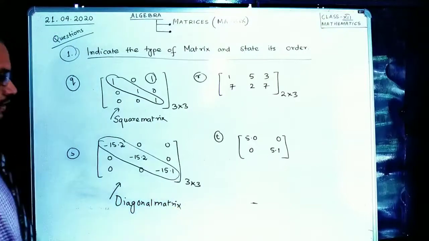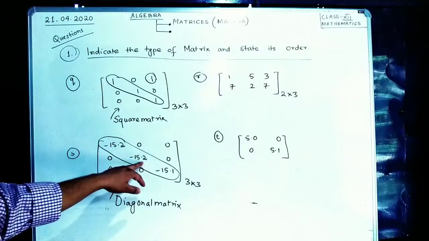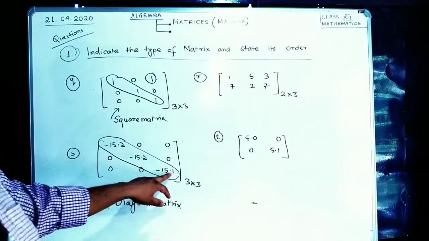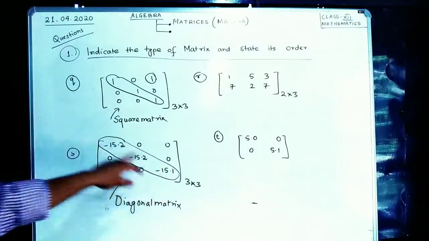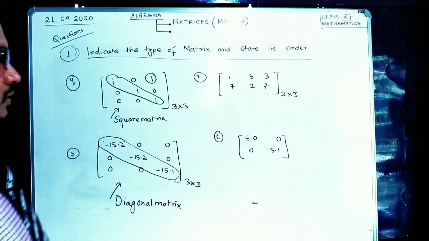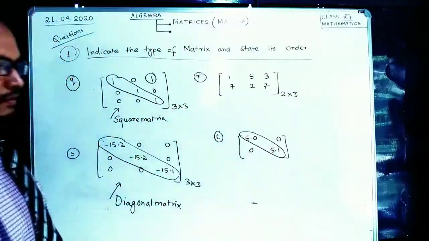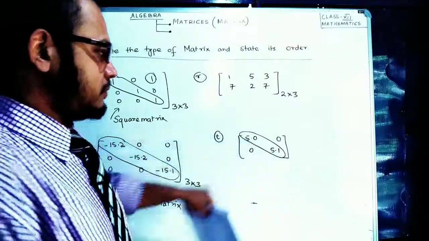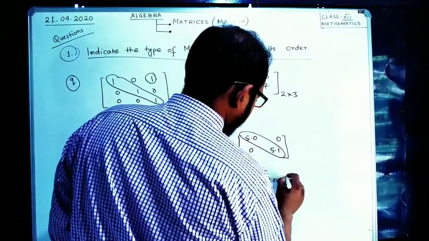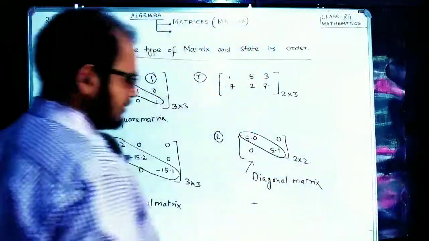It could not be a scalar matrix because this is 15.2, this is minus 15.2, but this is not minus 15.2, it is minus 15.1. So this is the odd one out of these three. That's why the diagonal elements are not the same. However, it's a diagonal matrix because the off diagonal elements are 0. Same goes here as well. Off diagonal elements are 0, but the diagonal elements are not the same, so it is simply a diagonal matrix as well. A 2 by 2 diagonal matrix.